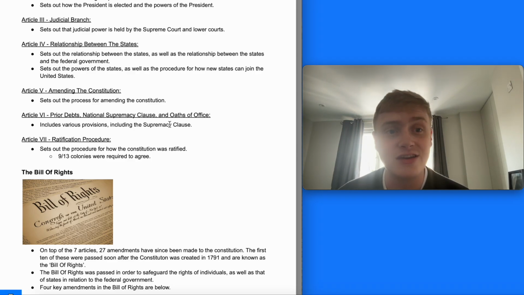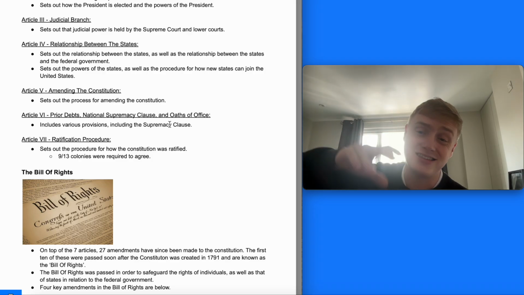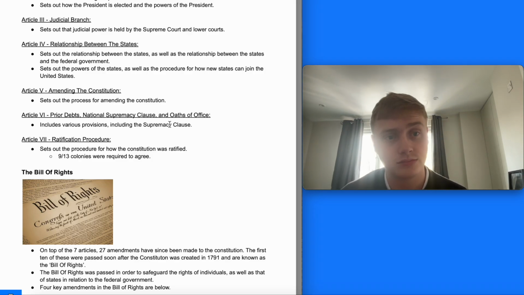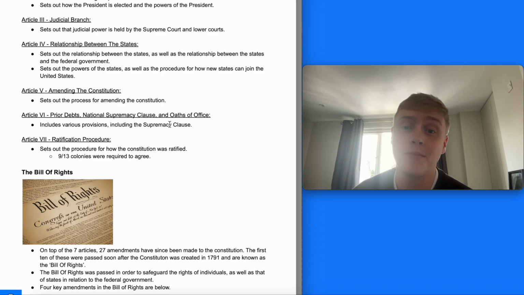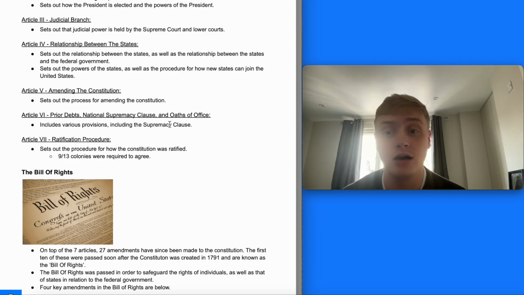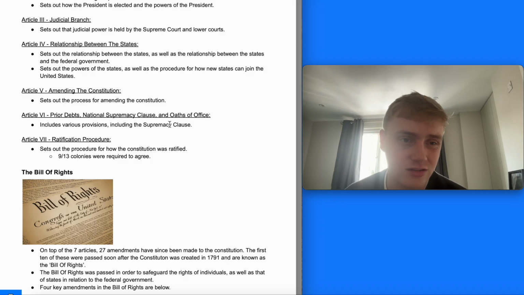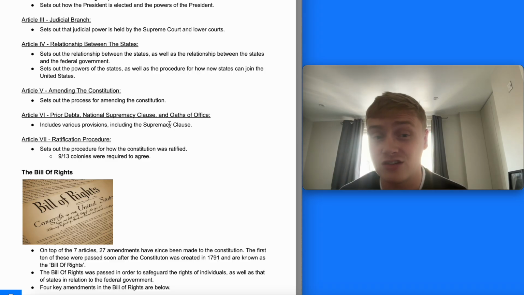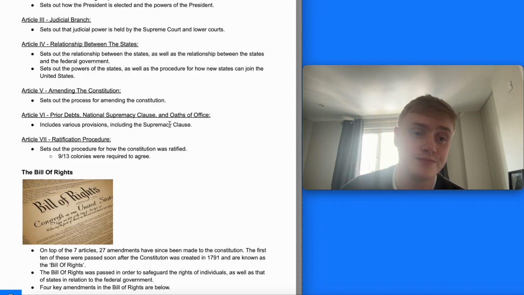Article 4 looks at the relationship between the states as well as the relationship between the states and the central government. Article 5 sets out the process for amending the Constitution, which we'll look at in a lot more detail later in the video. And then the final 2 articles, Article 6 looks at a number of various provisions, including the Supremacy Clause, which we'll look at, and Article 7 looks at the ratification procedure. So it set out that 9 out of 13 colonies were required to agree in order for the Constitution to be originally ratified.